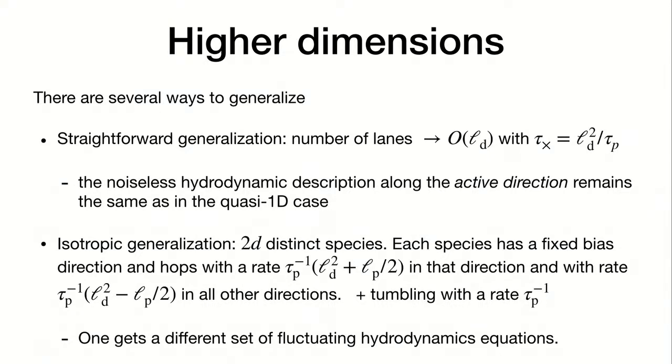But you can also have an isotropic generalization where instead of this lane crossing you have a lattice. There are now 2D species, and that defines these various directions, and each species has a favorite direction to move to, which goes with this rate. In the rest of the directions it goes with a lower rate, and one species can tumble to any of these species with a rate gamma. In this case also you can follow the same procedure and derive the hydrodynamic equation, which is slightly different.